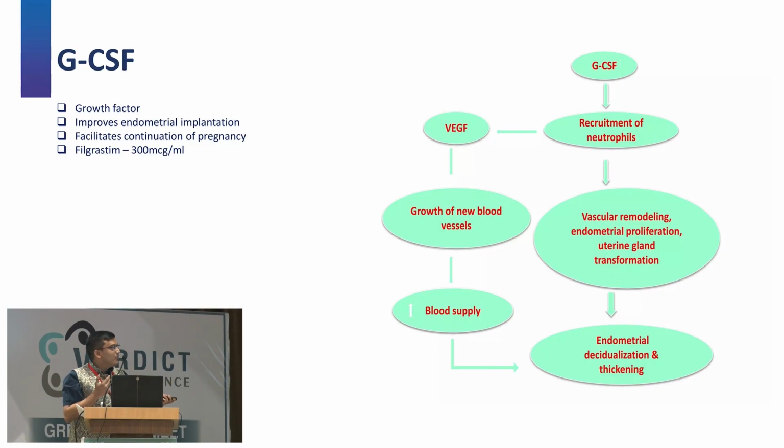So the basic concept of how it works is it works in recruitment of neutrophils, causes vascular remodeling, endometrial proliferation, and uterine gland transformation. Hence, it is used by hematologists to separate the mesenchymal stem cells from the bone marrow. So when you use Ficoll gradient, you need 50 to 60 ml of bone marrow aspirate for the entire process because it uses a lot more media, because you use RPMI, bovine serum media, and a lot of other media also there.